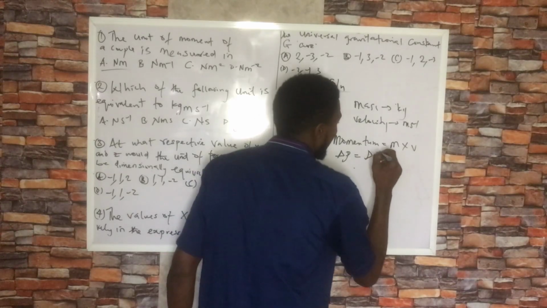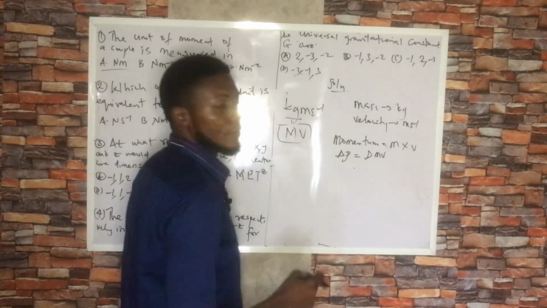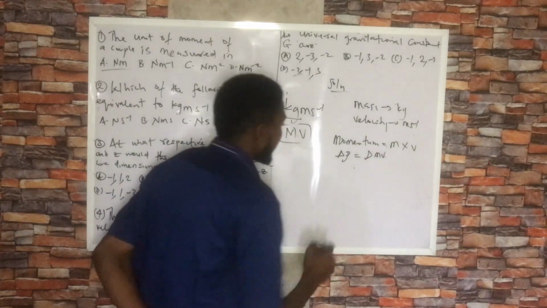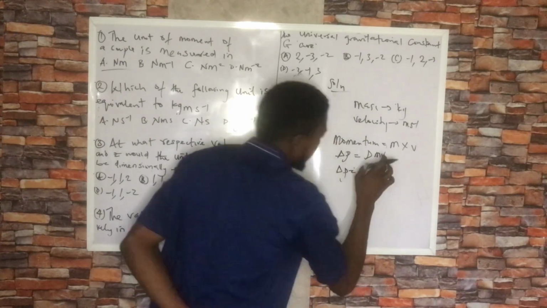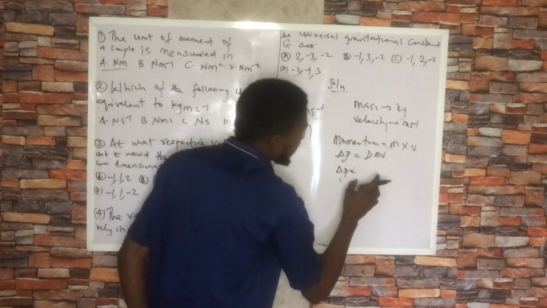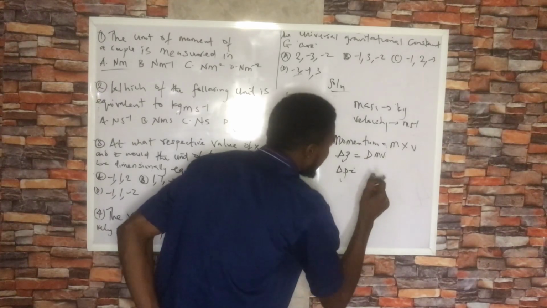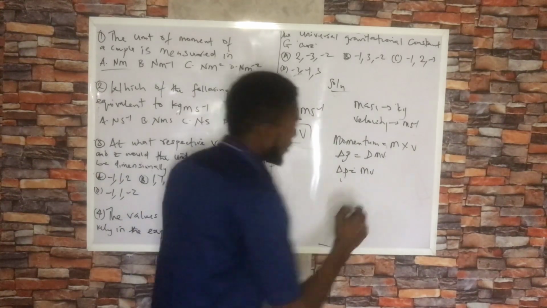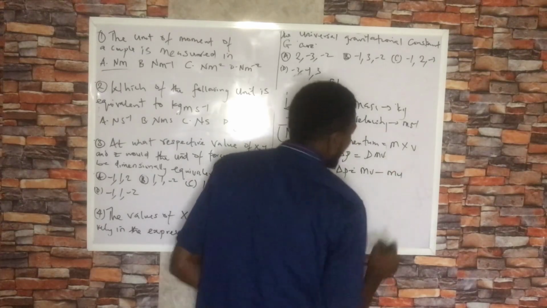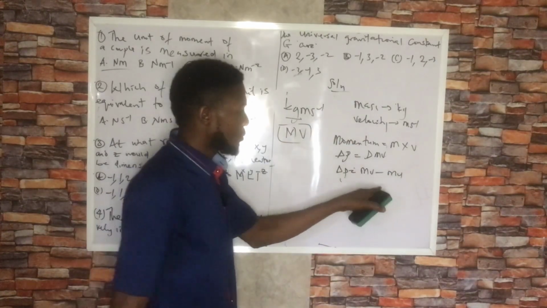Change in mass and velocity. Get it now? So change in momentum is equal to what? Change in mass and velocity. So that would be mv minus mu. That is the change in momentum.